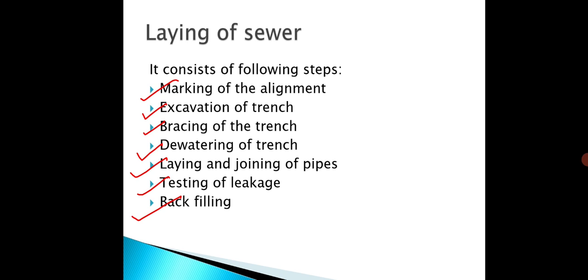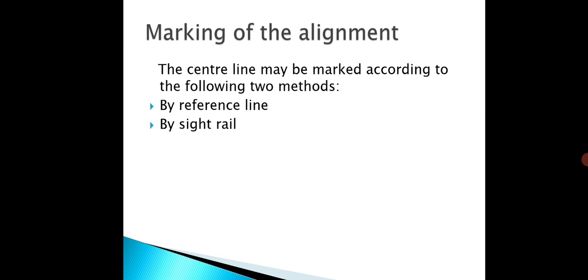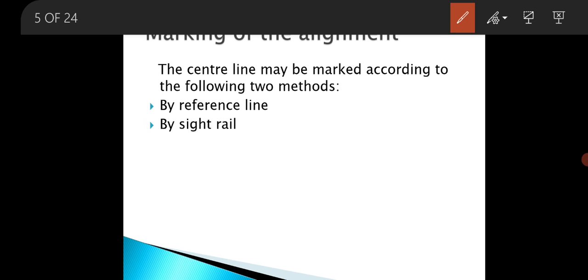So the first one is marking of the alignment. Marking of the alignment means marking of the center line. The center line of the sewer is marked by either of two methods. The first one is by reference line, and the second is by side rail.